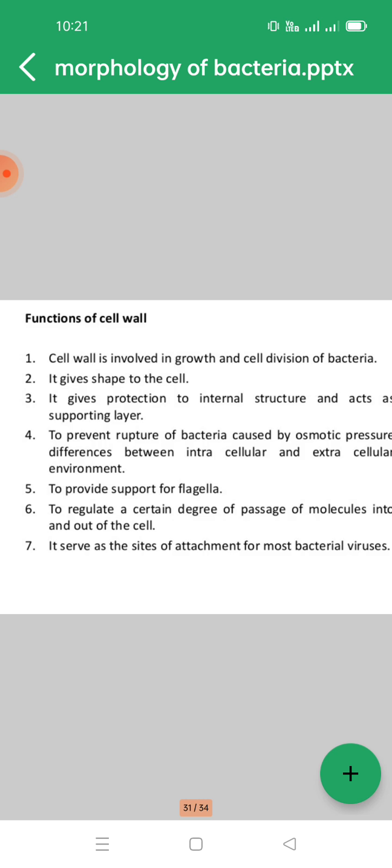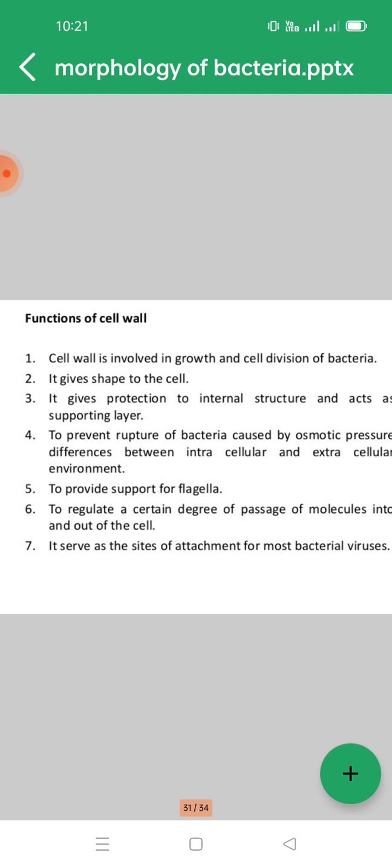Next is the function of the cell wall. So what is the function of the cell wall? It is involved in growth and cell division of bacteria, and the first important one is that it gives shape to the cell. Without the bacterial cell wall, there is no rigidity and no definite shape. Then it protects from internal and external actions. It prevents bacterial rupture by osmotic pressure between the extracellular and intracellular environment, and it gives support to the flagella.